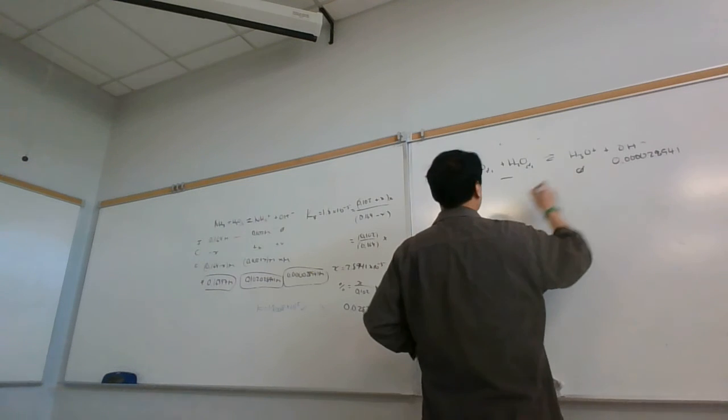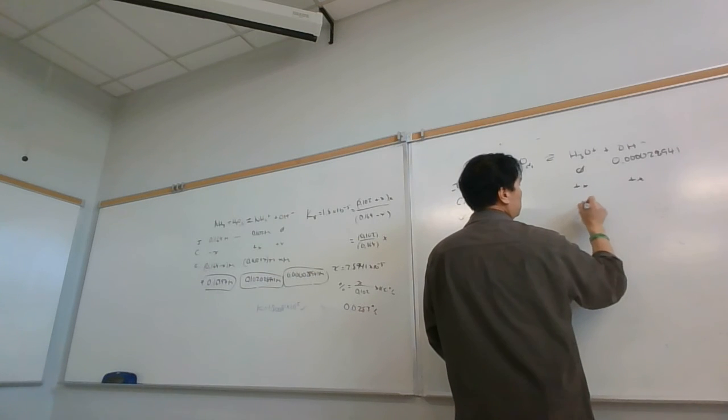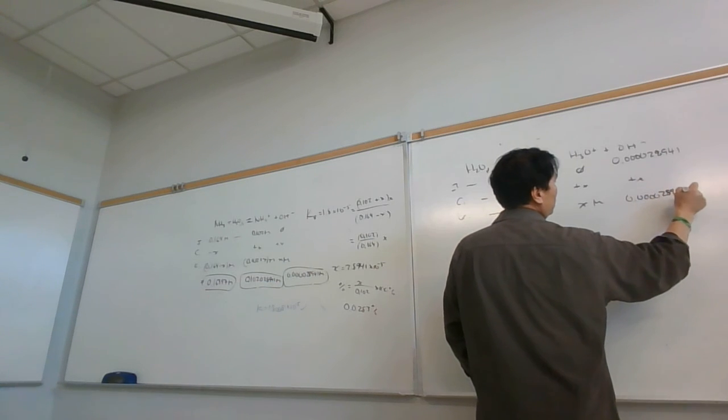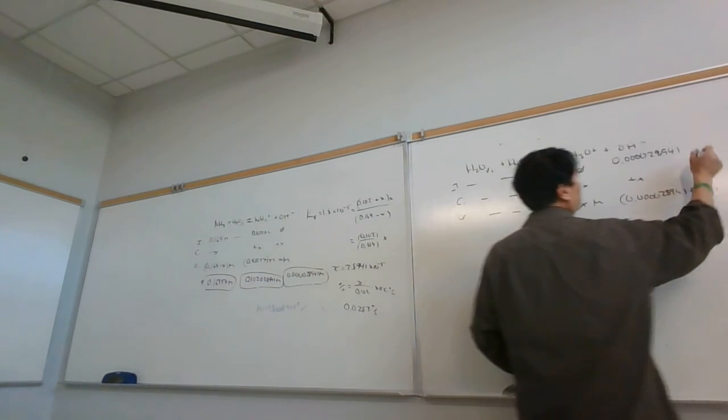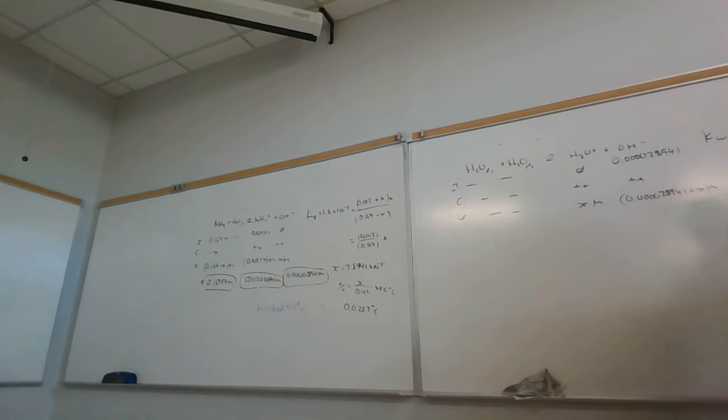Hydronium 0. And so the change in the equilibrium is going to be plus x. So equilibrium of x molar, 0.000028941 plus x. Kw is 1.0 times 10 to the negative 14, which is equal to x times 0.000028941 plus x. We'll do the simplifying assumption here, which simplifies to x times 0.000028941.